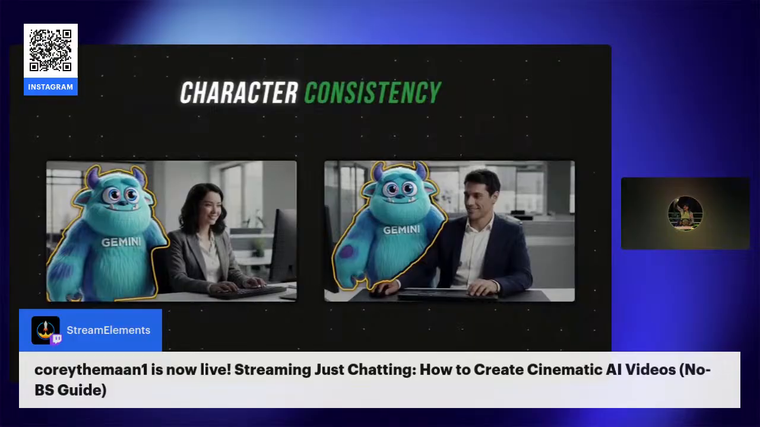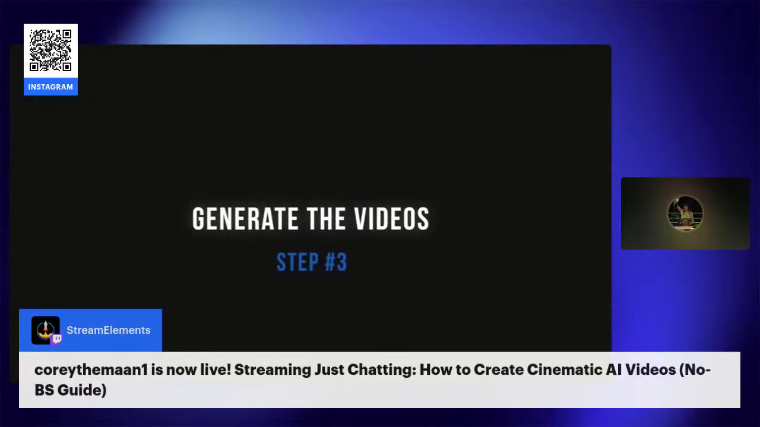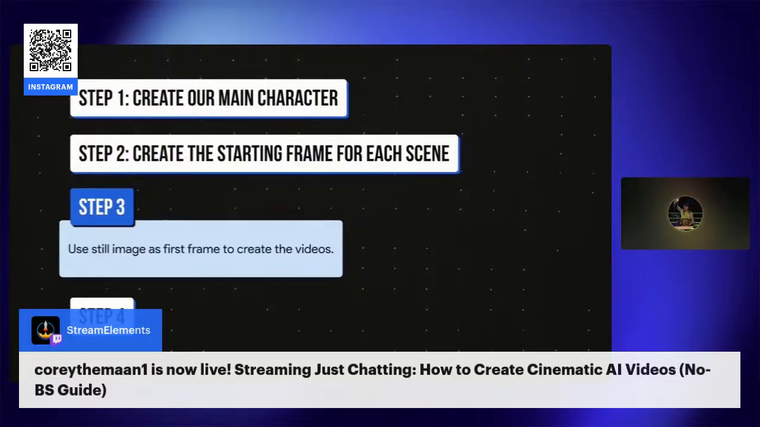And now that we have our 2 starting frames with our mascot looking perfectly consistent in both, we are finally ready to generate some video footage. Step 3, actually creating the videos. To do this, we're gonna head on over to Google's Flow app.